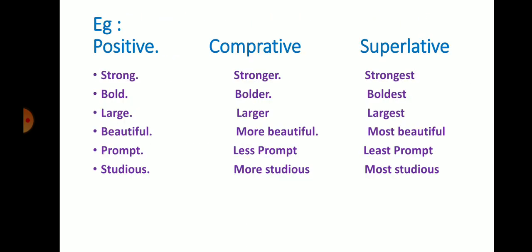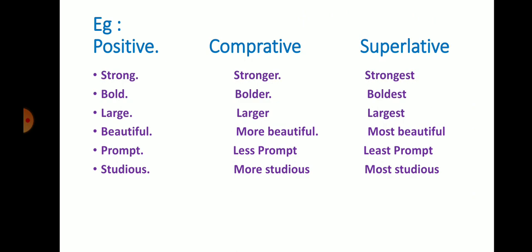For example, here I have a few examples for you. See here now: strong, stronger, strongest. So what is happening is, Ramu is a strong boy. Ramu is stronger than Raju. Ramu is the strongest boy in the class. So this is how you compare: positive, comparative and superlative.